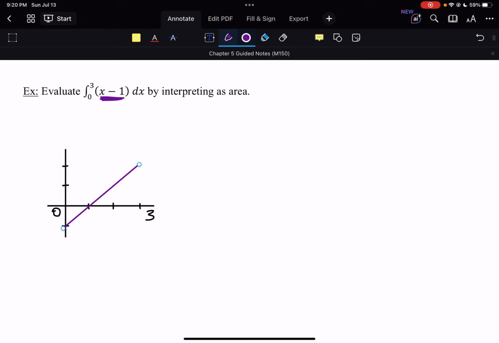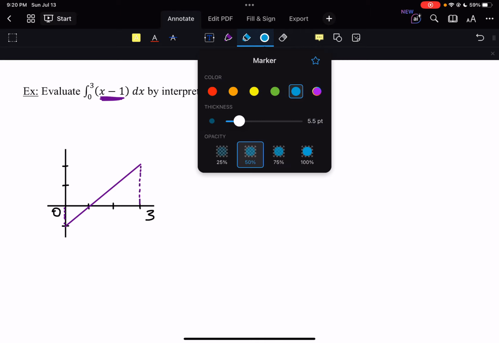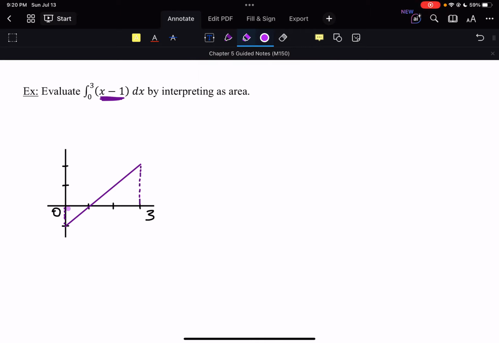Something right about there. That's not too bad. A little bit farther. There we go. So this will drop down right here. Right there. So we're going to have two different areas here. We're going to have this area down here and this one up here.